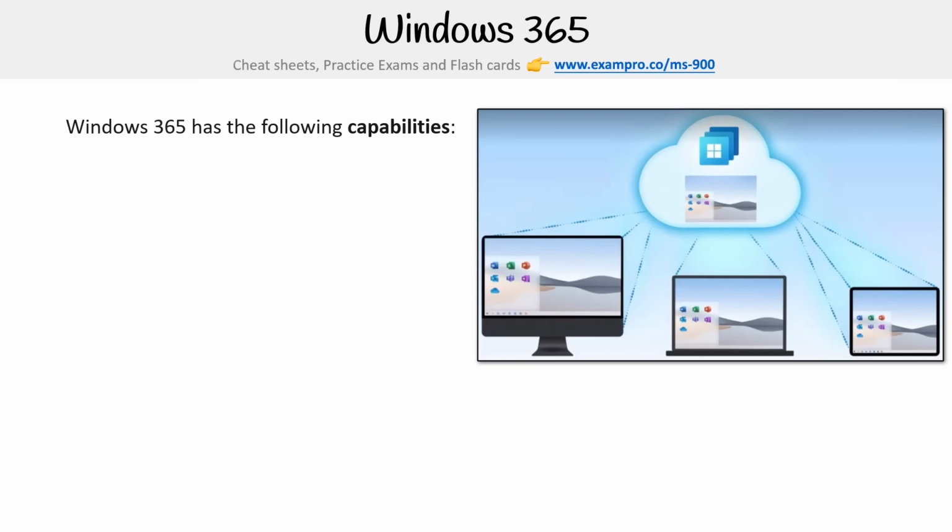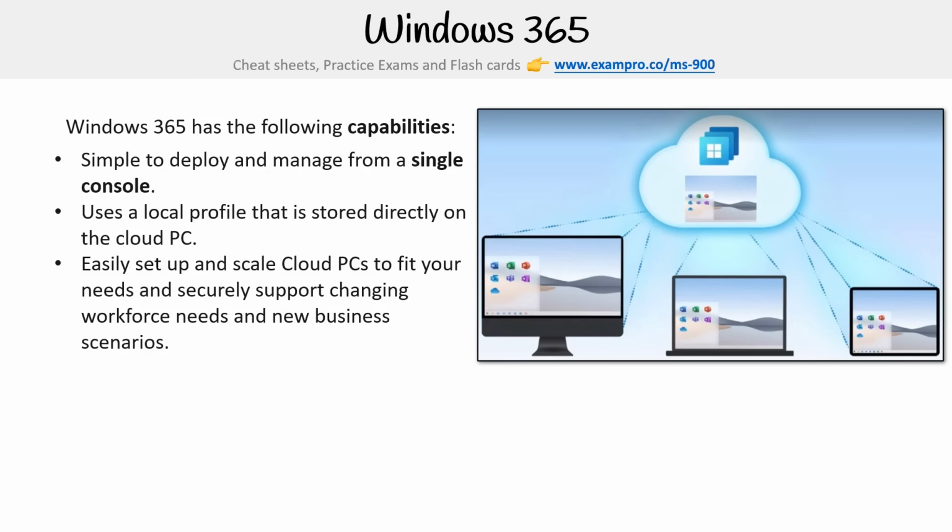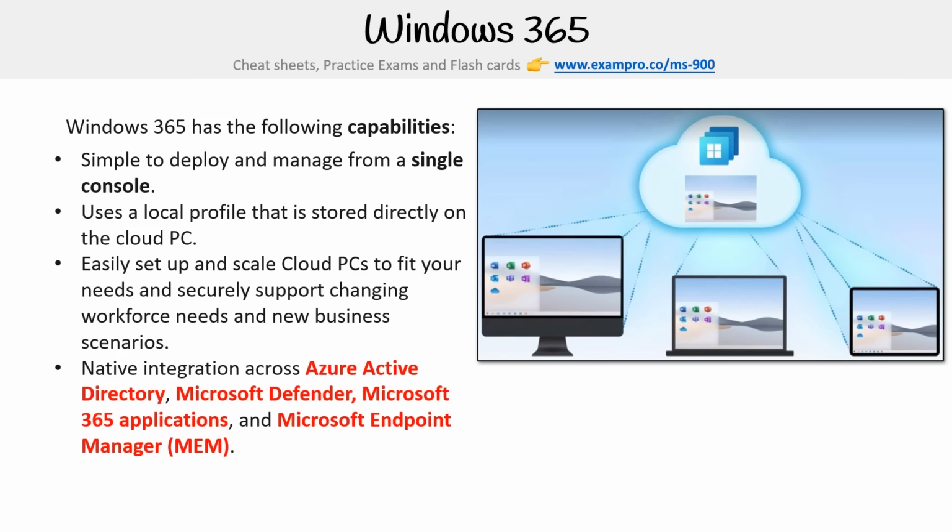So, Windows 365 has the following capabilities. It's simple to deploy and manage from a single console. It uses a local profile that is stored directly on the cloud PC. You can easily set up and scale cloud PCs to fit your needs and securely support changing workforce needs and new business scenarios. It provides native integration across Azure Active Directory, Microsoft Defender, Microsoft 365 applications, and Microsoft Endpoint Manager, and it's also dedicated to a single user.